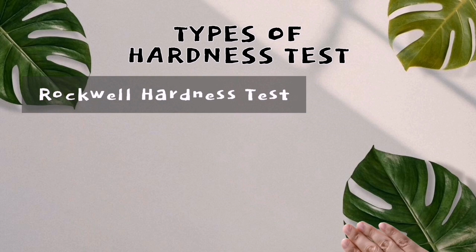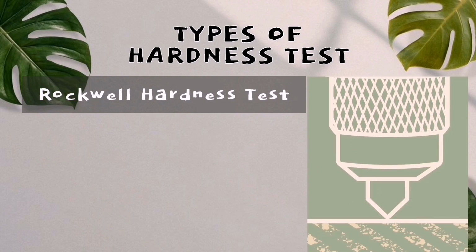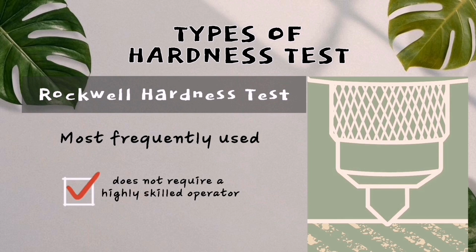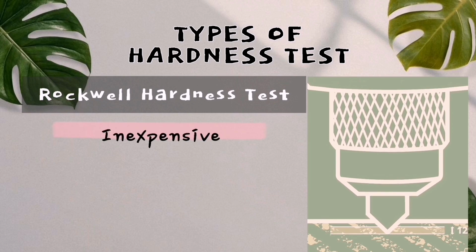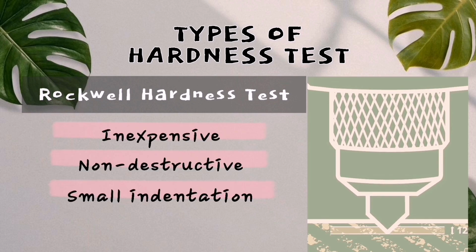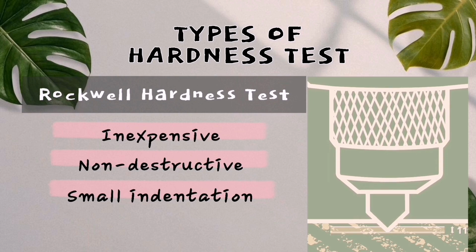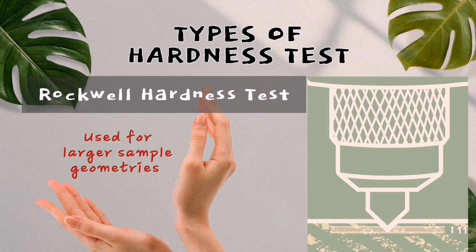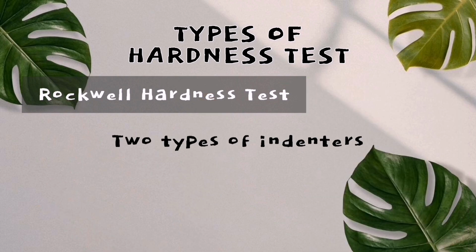First, the Rockwell hardness test. This test is the most frequently used in the world since it does not require a highly skilled operator, and it is inexpensive, relatively non-destructive, and usually leaves only a small indentation in the material. This hardness test is usually used for larger sample geometries.